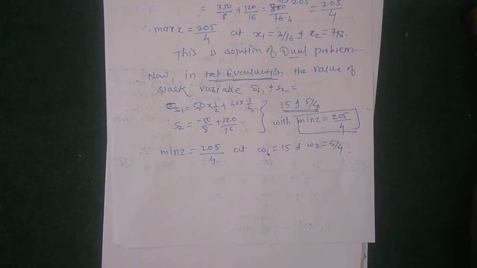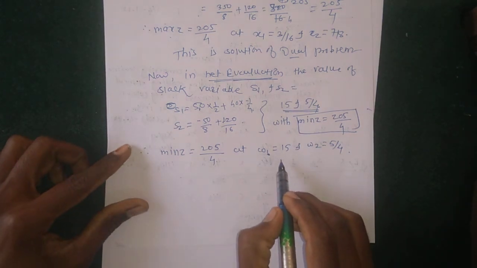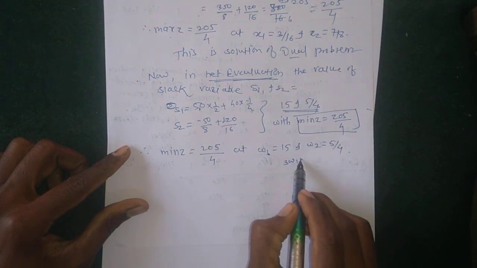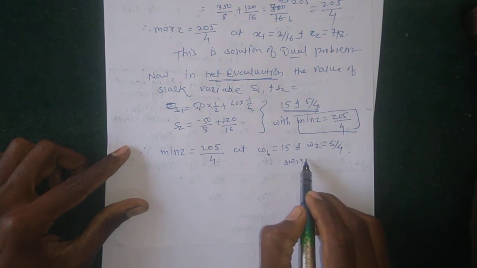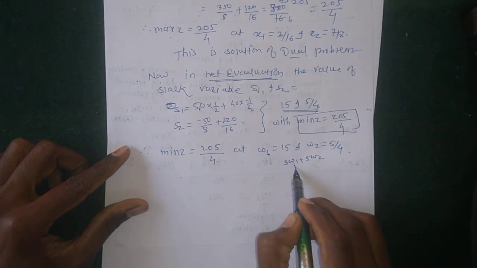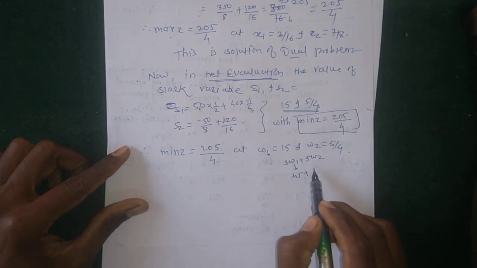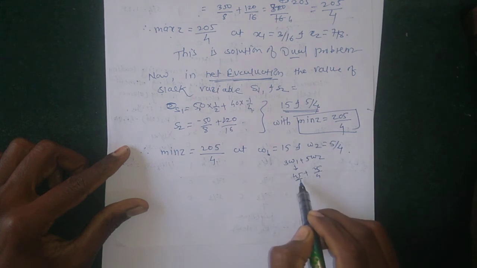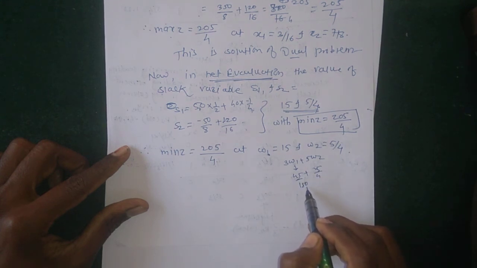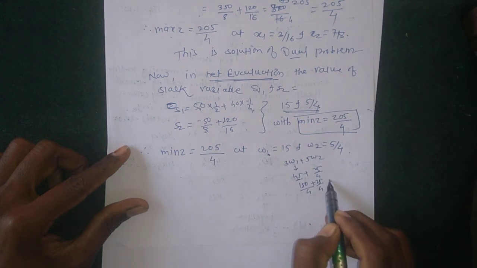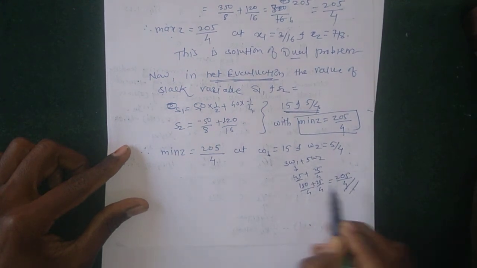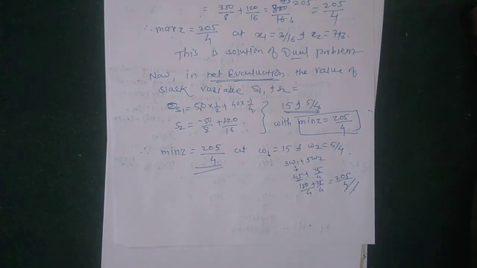If we take the values of W1 and W2, then 3W1 plus 5W2. Taking 15, 45 plus 5 into 5 by 4, which is 25 by 4, here 180 divided by 4 plus 25 by 4, this is 205 by 4. Okay, so this is our solution of the given problem. In this way, find the solution of the given problem.